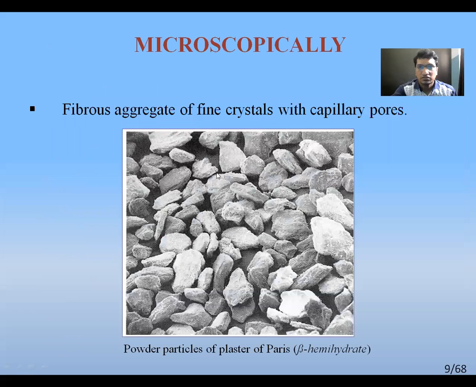This is how it looks. It is a fibrous aggregate of fine crystals with capillary pores. These are the pores, the gaps between the plaster molecules. That's why we need a higher water powder ratio for mixing of plaster. These are irregular size crystals, also known as beta hemihydrate.